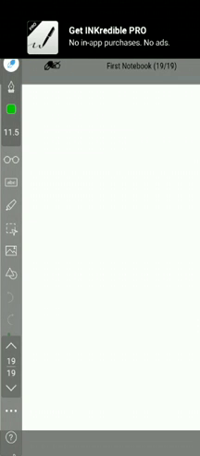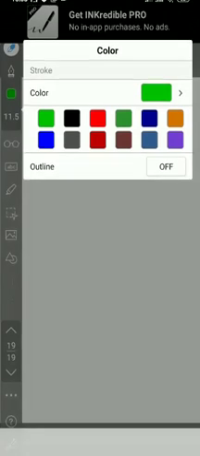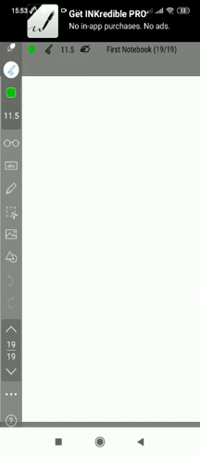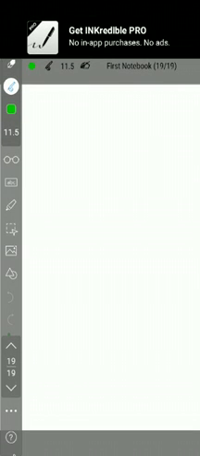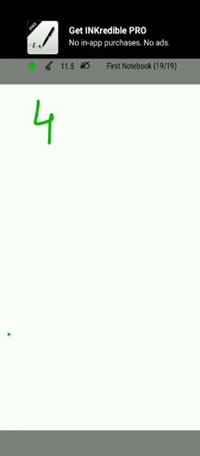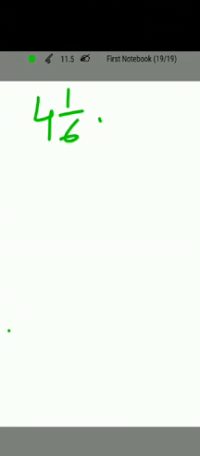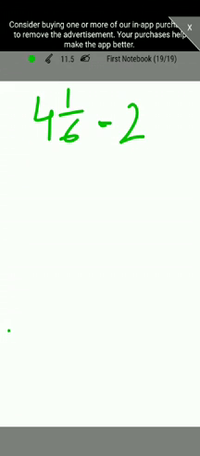Okay, here is another example that we're going to solve, and in this method we're going to convert the mixed number to an improper fraction. Now for example, if you have 4 whole 1/6 minus 2 whole 2/3. Okay, just to remind you here how we convert a mixed number to an improper fraction.